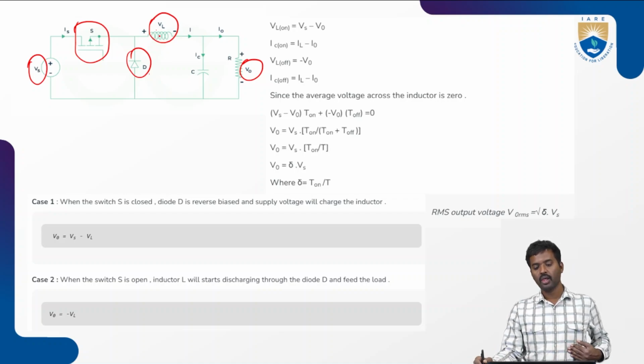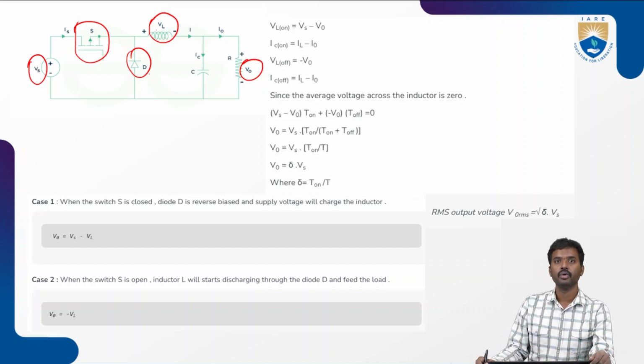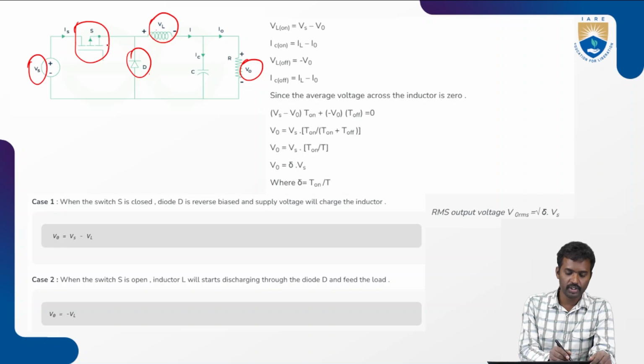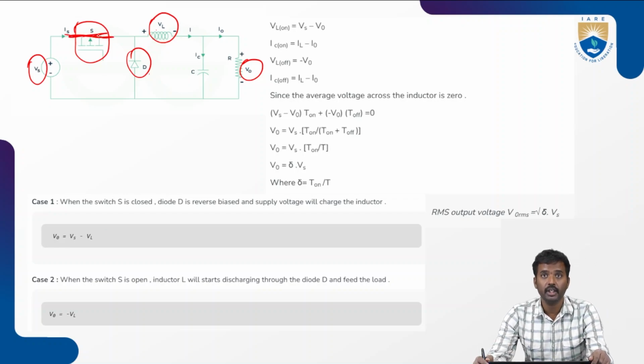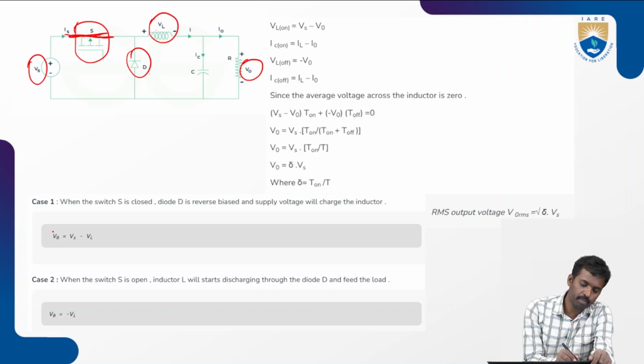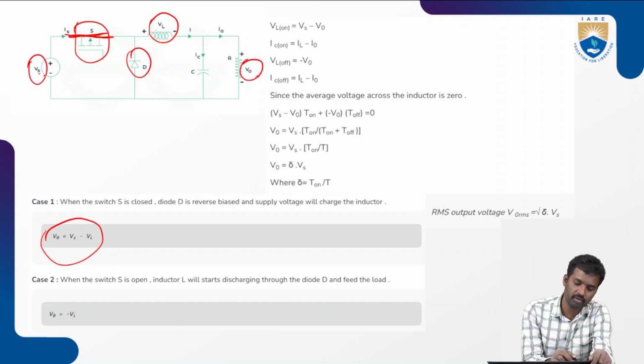So now here VL on. When the switch is on, this is short circuited. It is short circuited, which means the supply voltage equals Vs minus V naught. Vs minus V naught, that is VL. So V naught equals Vs minus VL.